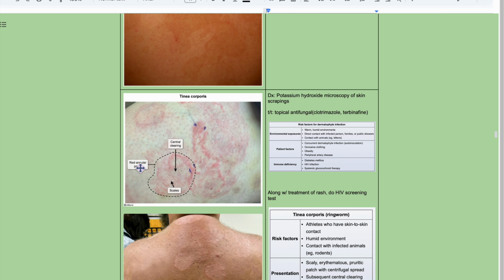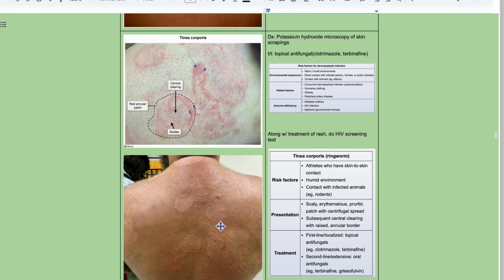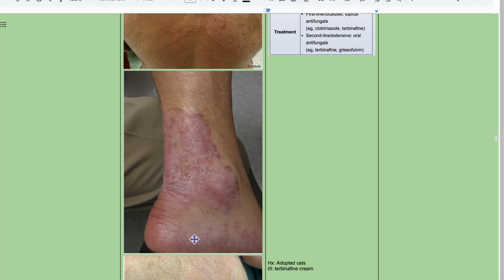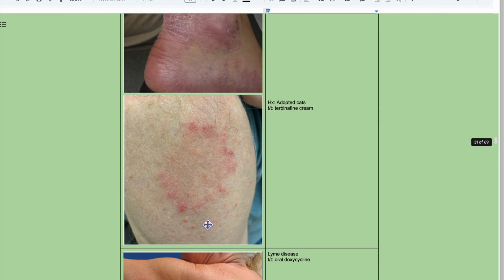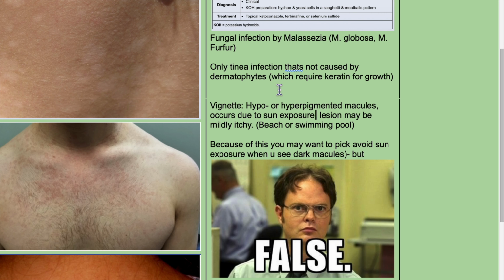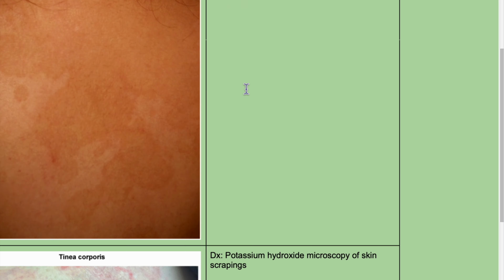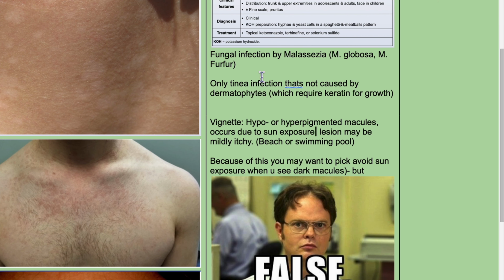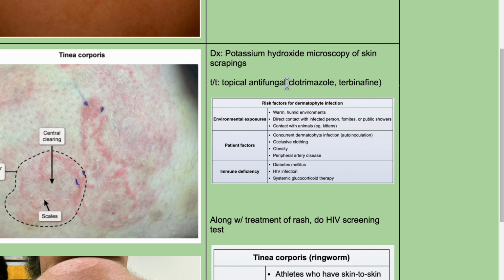Tinea corporis: red annular patch, central clearing, and scales. Again, the same thing on the body, the same thing on the leg, and here you have it on the arm. Diagnosis here is KOH microscopy of skin scraping. Treatment is topical antifungals, clotrimazole, terbinafine. These are the dermatophytes. Malassezia furfur is the only one not caused by dermatophytes.